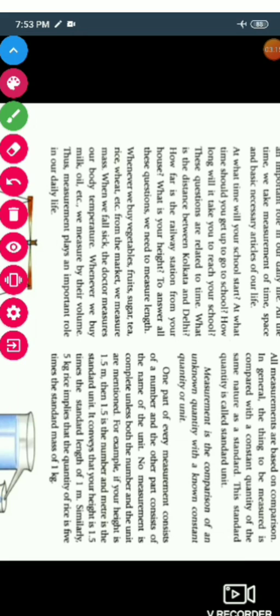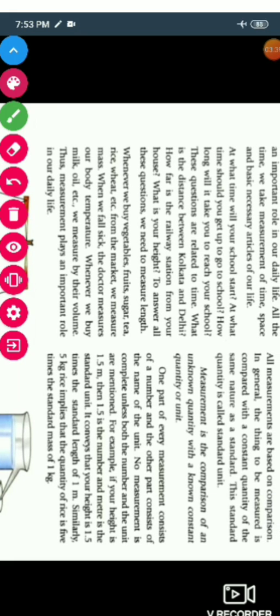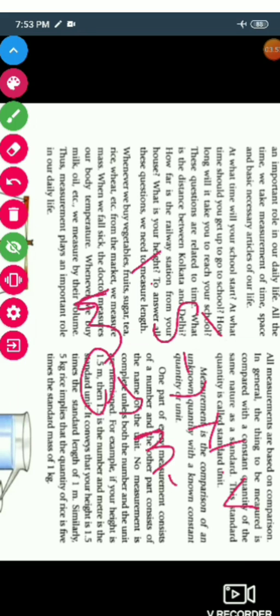Now this is a very important thing. One part of every measurement consists of a number, and the other part consists of the name of a unit. So whatever we buy or sell, the measurement has two things: a numerical digit and a unit. Suppose your height is 1.5 meter. Here we are using two things. First is 1.5, which is the numerical value, and second is meter, which is the measuring unit.